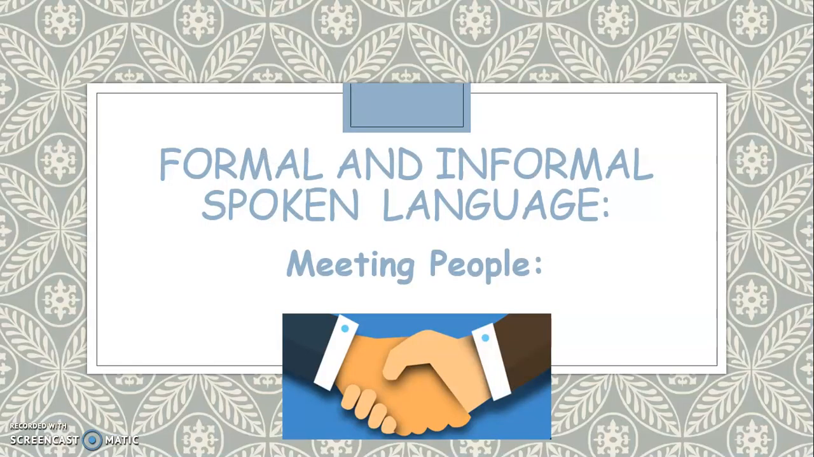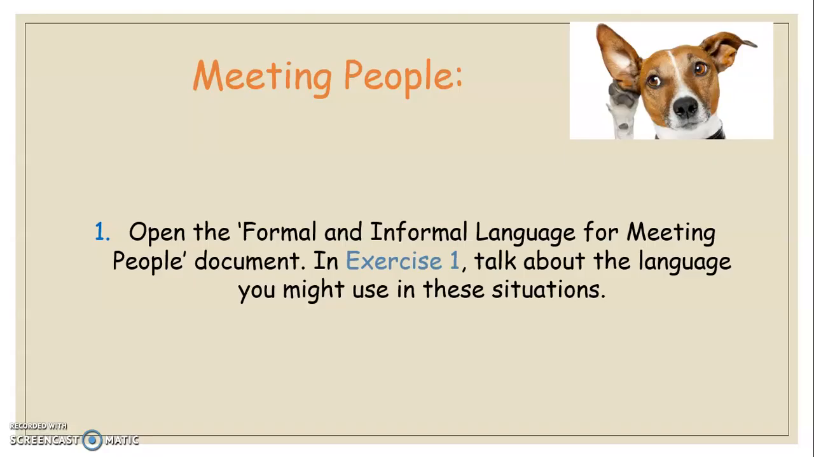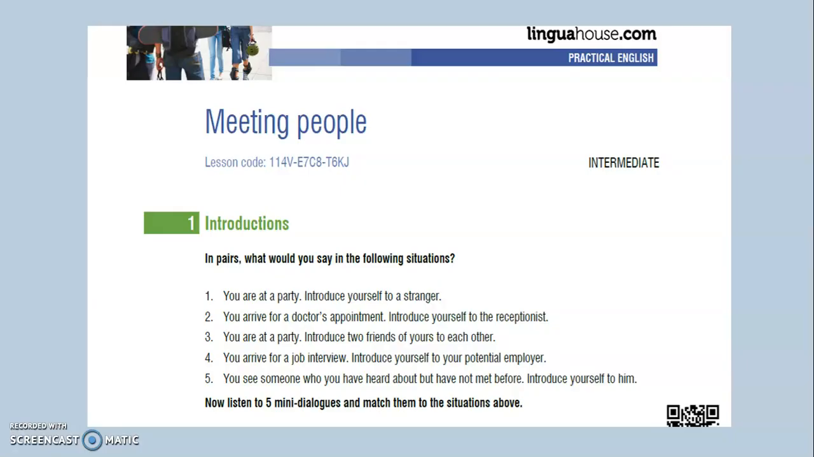So now that we have looked at what formal and informal language is, let's look at language we can use for speaking and meeting people. Open the formal and informal language for meeting people document. In exercise 1, talk about the language you might use in these situations. So, in pairs or with a friend or a housemate, read the sentences. What would you say in the following situations? You can pause the video here to complete that exercise.